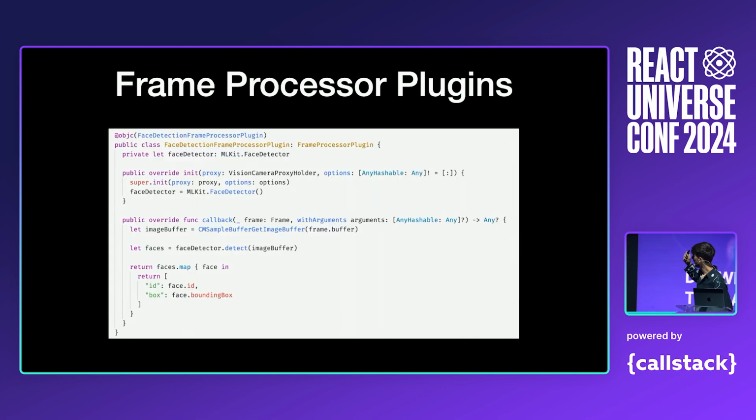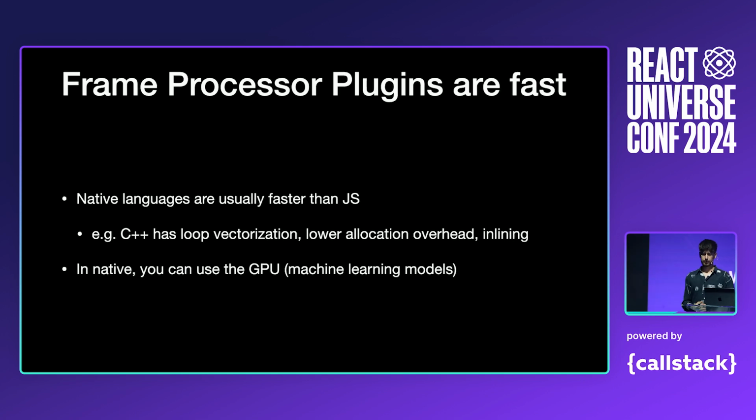Here's an example. This is a Swift frame processor plugin. I would say it's quite simple. You have an initializer, you have a callback function, receive a frame, run the face detector, and then return data to JavaScript. They are fast, because native languages are just faster than JavaScript, which might change with Static Hermes. So I'm excited to use Static Hermes in frame processor plugins as well.